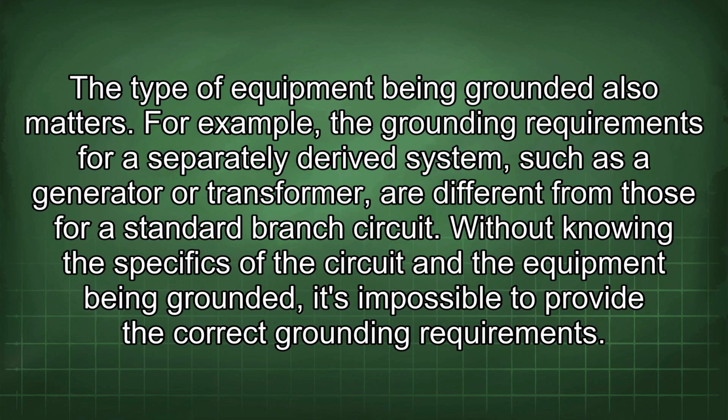For example, the grounding requirements for a separately derived system, such as a generator or transformer, are different from those for a standard branch circuit. Without knowing the specifics of the circuit and the equipment being grounded, it's impossible to provide the correct grounding requirements.